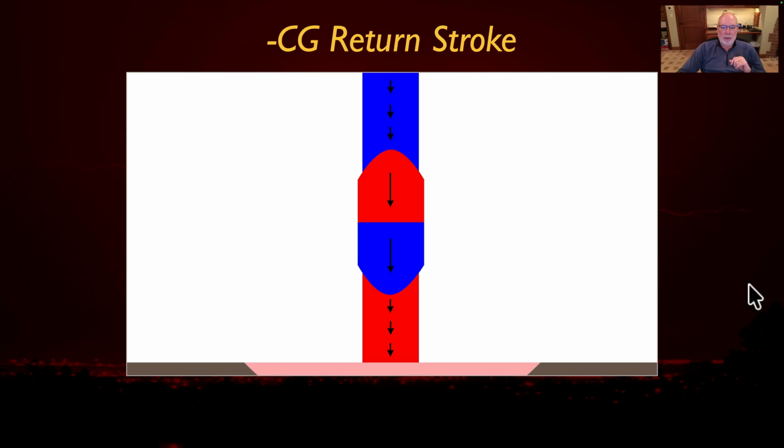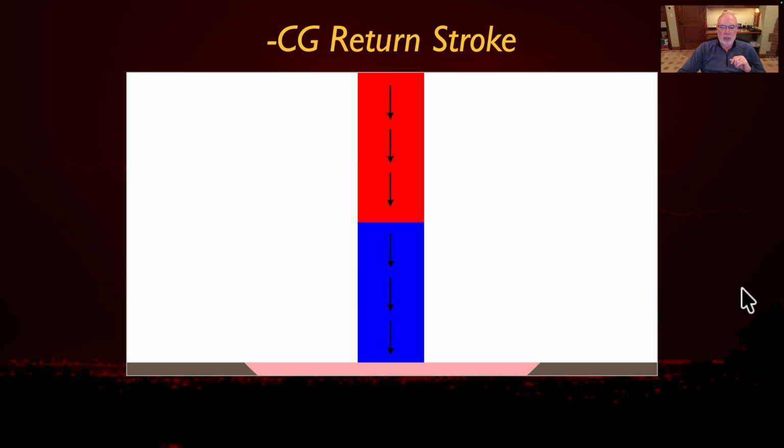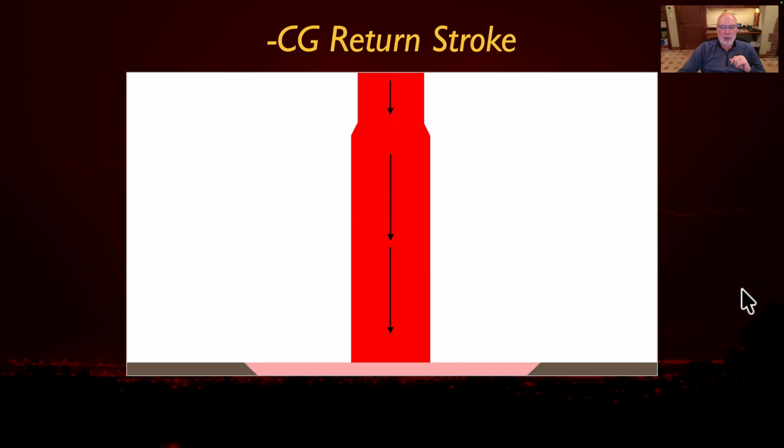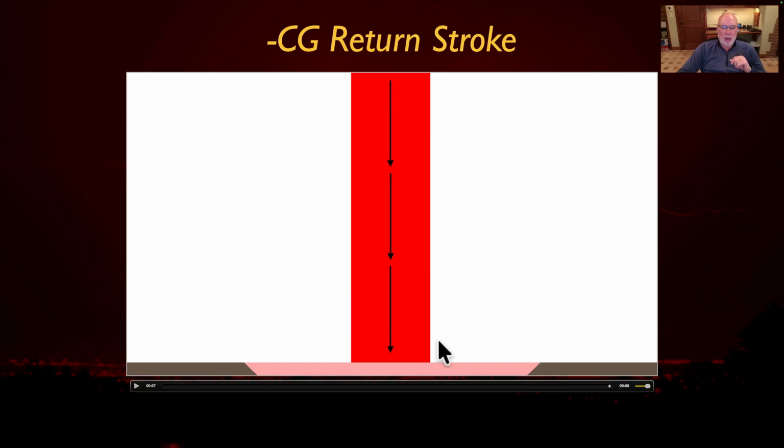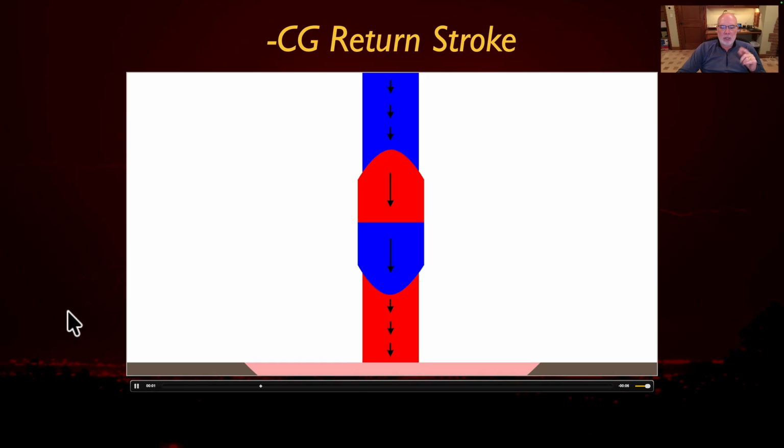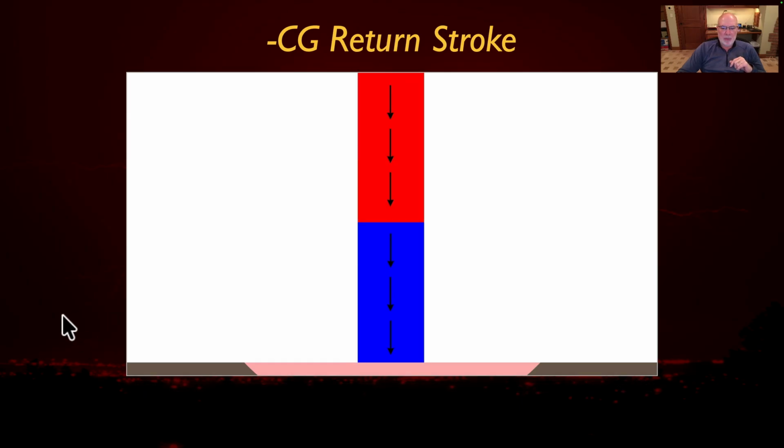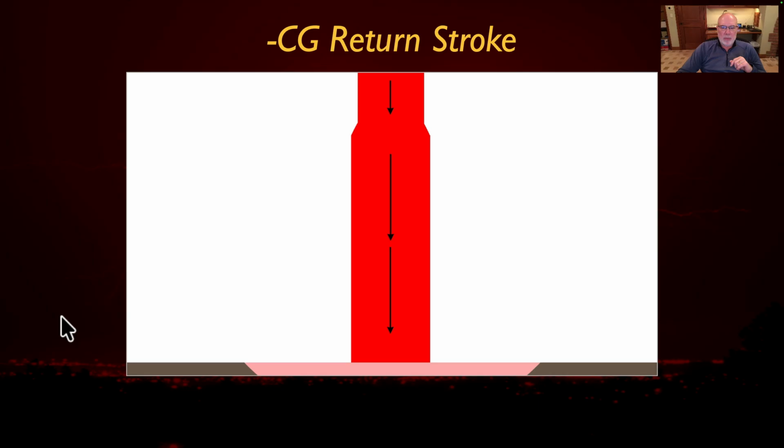So let's take a look at that. There's the connection, bidirectional growth, and then enhancement again once that reaches the ground. All a matter of increasing acceleration due to decreased resistivity from the return stroke itself.